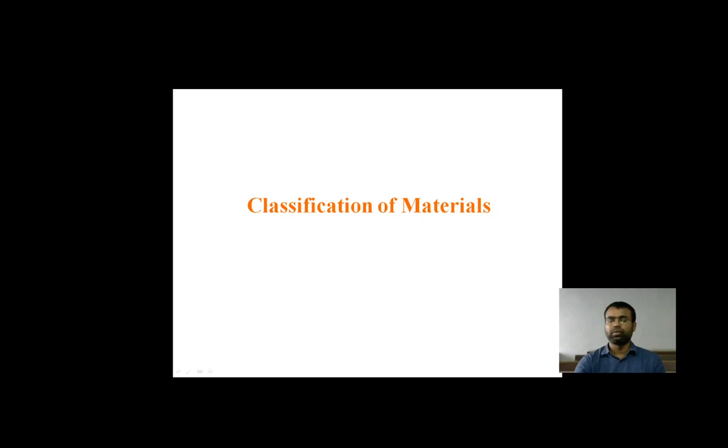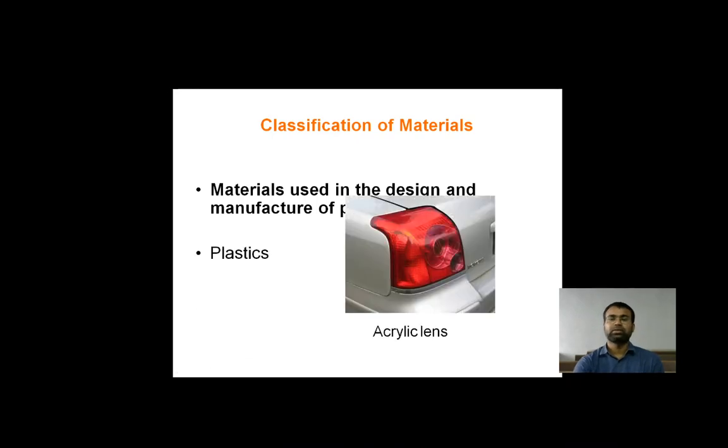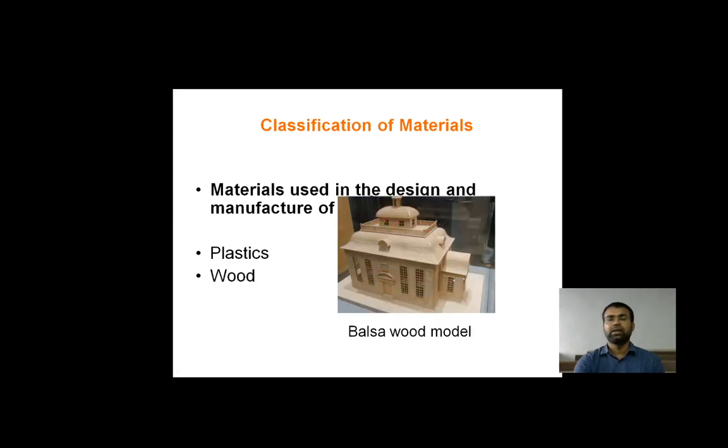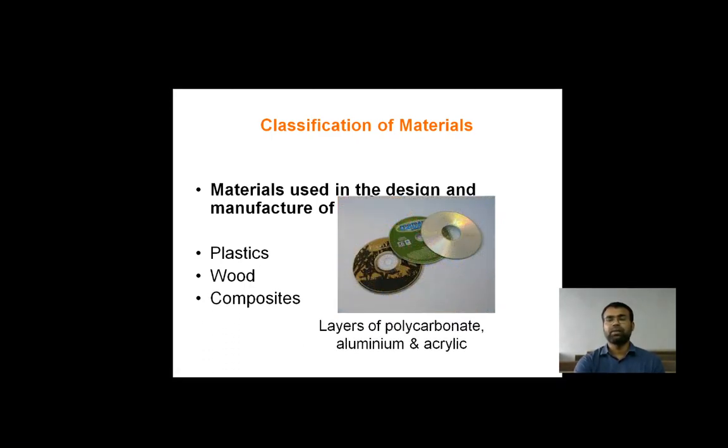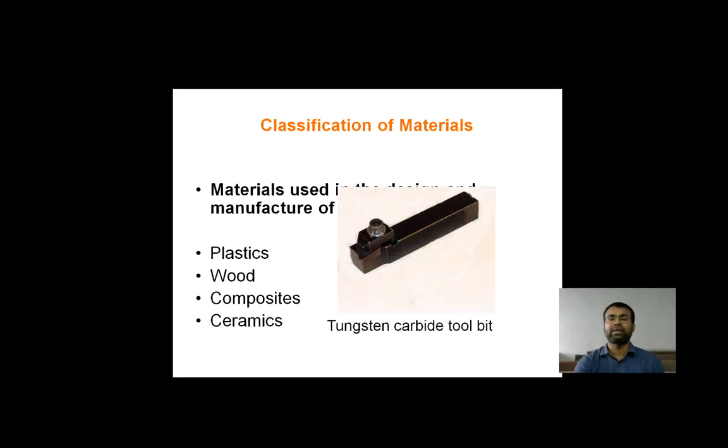So what are materials? They are used for the design and manufacturing of products. So which kind of products? That is the plastic, which is made by plastic, that is acrylic lens, and that is made by wood. That is the design which is made by the wood, balsa wood. This is the composite material, layers of polycarbonate, aluminum and acrylic on the compact disc. So this is how the material is defined, and that is the ceramic material, that is tungsten carbide tool.